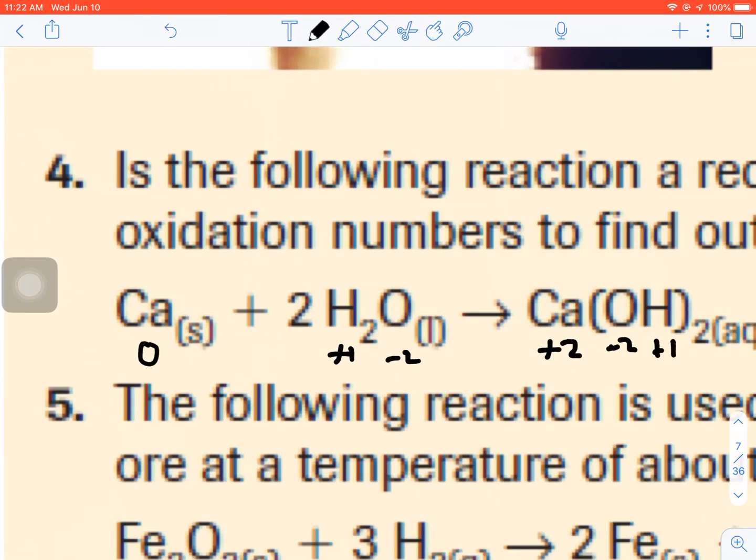So I can see I have 2 oxygens, which is -4. I have 2 hydrogens, which are +2. So I've got 2 more pluses missing, and that's the calcium. So I can see that it is a redox reaction.